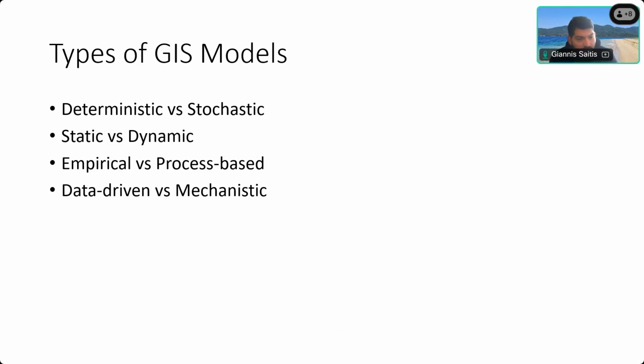Another example of a static model is any kind of suitability map, such as suitability to build a building in a given place. All these variables are stopped in time. That's why it's static. Everything is stopped in time, and you're taking these variables into account.